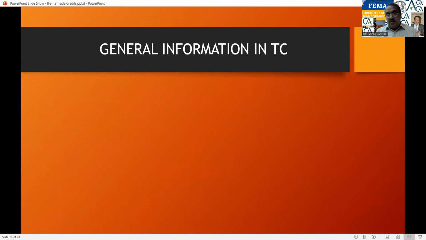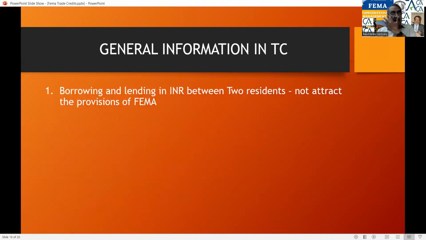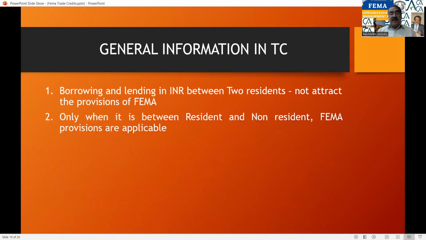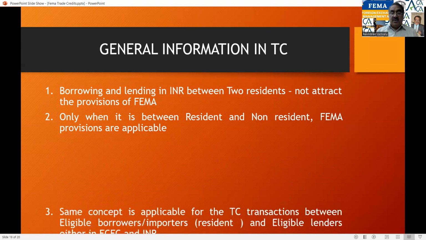And general information about the trade credit is, borrowing and lending between two residents in Indian rupee, INR, the provisions of FEMA are not applicable. This is very, very common. If there is any lending between one resident and another resident in Indian rupee, FEMA provisions are not applicable. But if it is lent between resident and non-resident, then FEMA provisions are applicable. This is a general thing I want to convey to you. These things you have to remember.